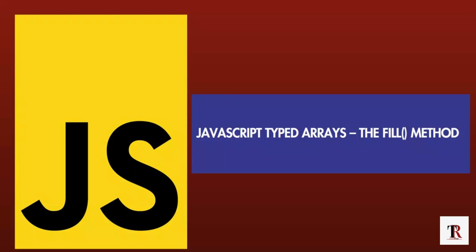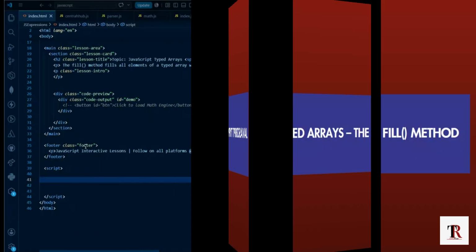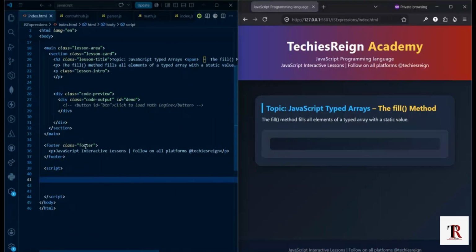Learn how to use the fill method to quickly set or reset all elements inside a typed array. We want to look at how you can use the fill method to fill all elements of a typed array with a static value in this example.